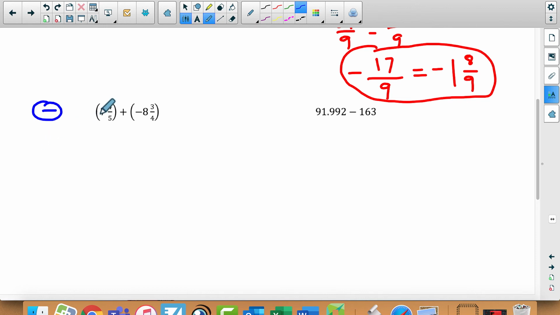Should I add or subtract? Well, this is a positive 7, if there's no sign it's positive, and this is a negative 8. Those signs are different. We have to subtract. Okay, here's a problem people do all the time.